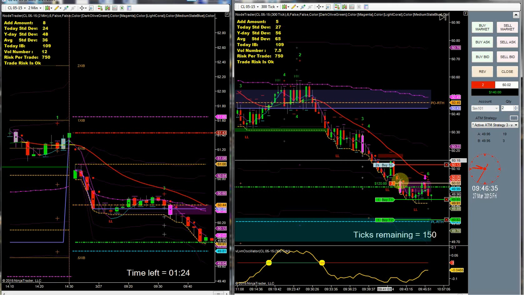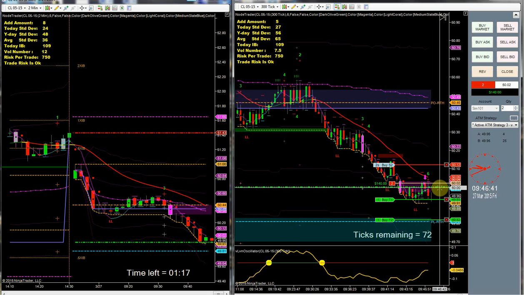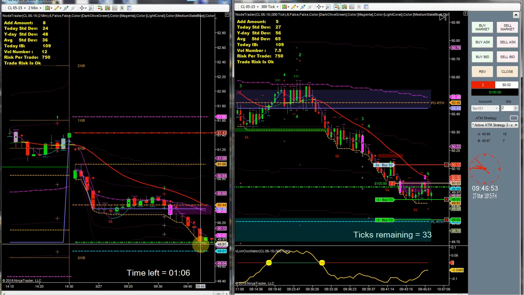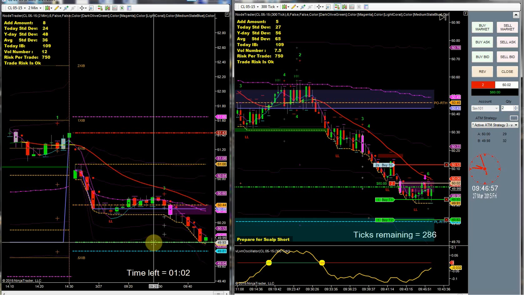I don't want it to have to make a new low. I'd like it to just come down, take us out right here. And you can see right here on this 2-minute, we have this bounce point right here. And it's possible the market is going to bounce off of that.